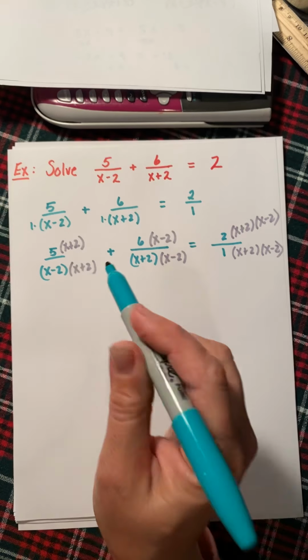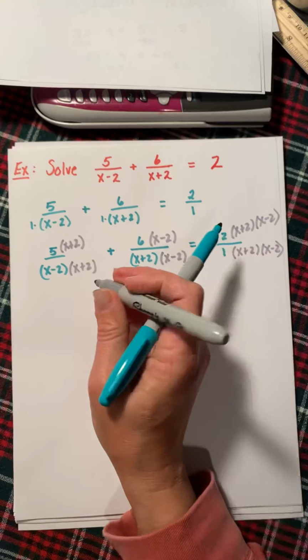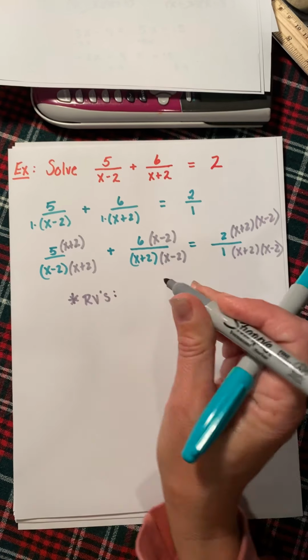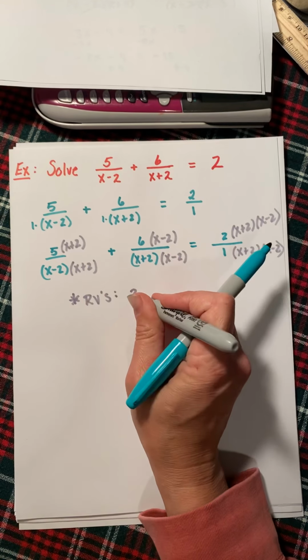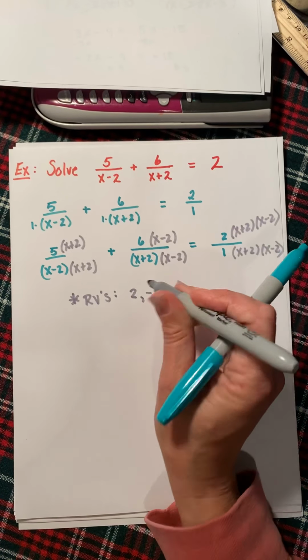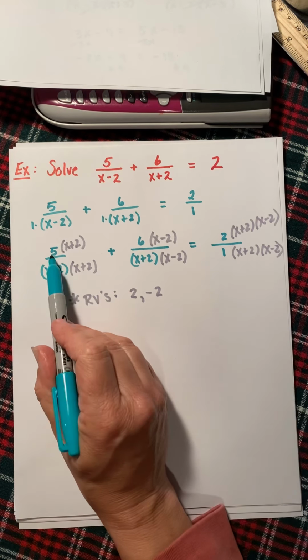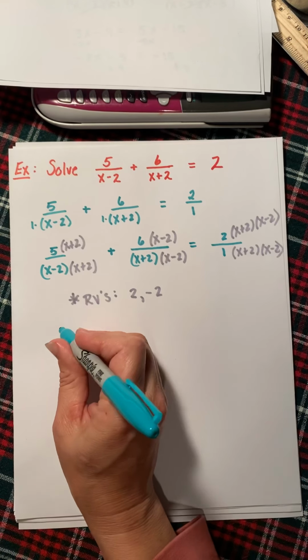All right, so now I'm going to actually determine the restricted values before I combine them. Restricted values: x cannot be 2 or negative 2. If we look at all our denominators, 2 and negative 2 would make the denominator 0. So whatever we get for a solution, if it's anything other than 2 or negative 2, it will solve the original equation. All right, let's distribute the numerators.